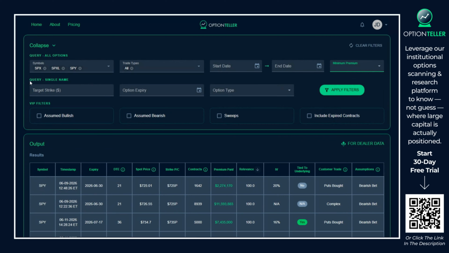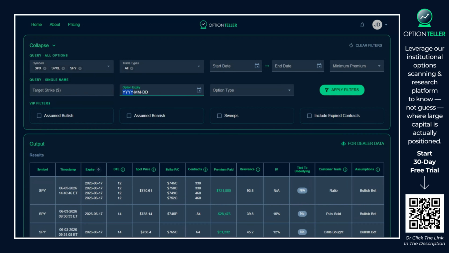The second row is a query on a single option name. So the target strike, for instance, if I put in 725, I will get both of these transactions by down selecting by target strike 725. The option expiry, if I want to target an expiry that I want to see, I put it in here. Option type down selects between puts and calls. The VIP filters are checkboxes that include all bullish trades, all bearish trades, all sweeps, or expired contracts.